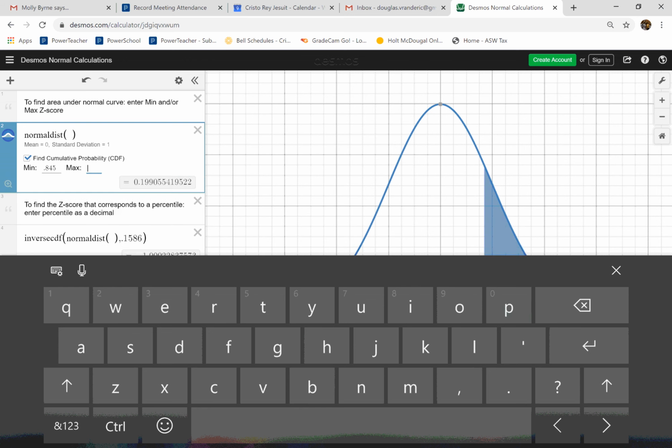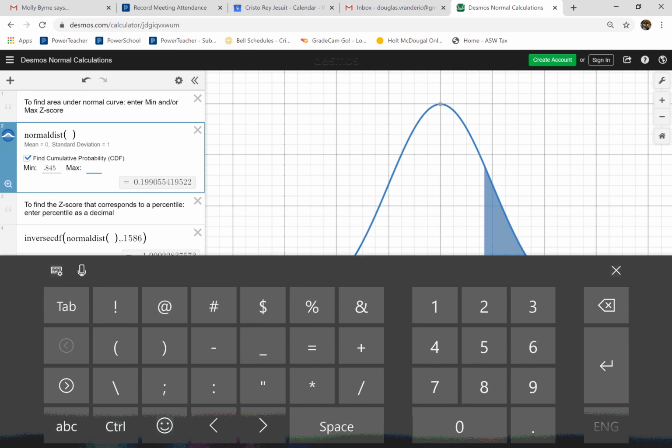Now, do you see where it says max? If we're shading to the right, what do we want to put there? You could put 5, 5 would work. You could put 3, but 5's better. What am I going to put? I'm going to put infinity, a bunch of 9s. It looks like I stopped shading, but in theory it's going on forever. Once you get past 3, like 5, the difference is very negligible. But I would highly encourage you to use a very large number.